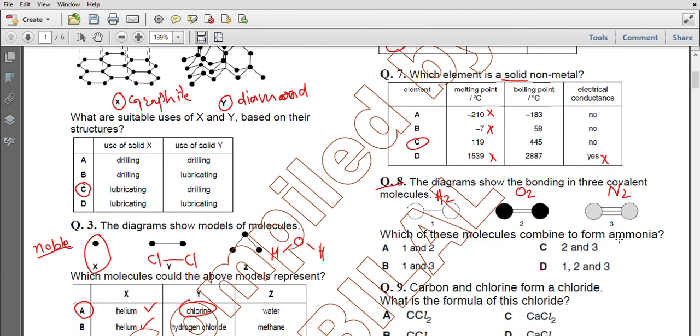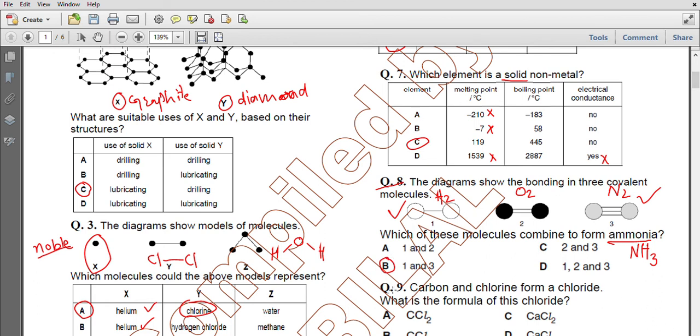Now, the requirement is which of these molecules combine to form ammonia. So we have to remember the correct formula of ammonia. The correct formula of ammonia is NH3, indicating there are nitrogen and hydrogen atoms only. So we can say model 1, which is hydrogen, and model 3, which is nitrogen, will definitely combine with each other to make ammonia. In this scenario, we can say option B, 1 and 3, is correct.